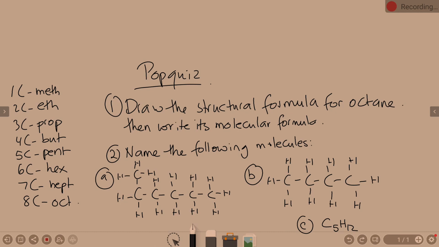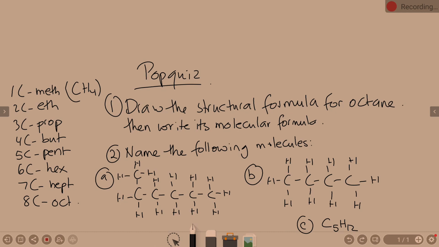Considering that it's an alkane, what do I have? Single bonds. Okay? So these are the specific prefixes that tell me the number of carbons. So if I only have one carbon, it's always meth. That's why it's called methane. And methane's molecular formula is what? CH4. Okay? And then you go up by a factor of what? Each time you add how many? One carbon.